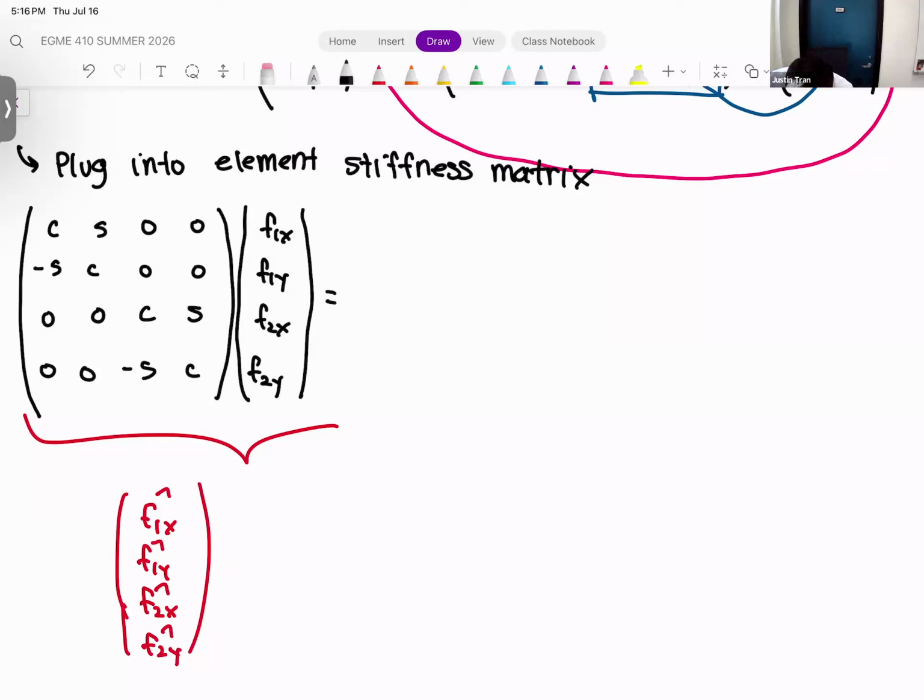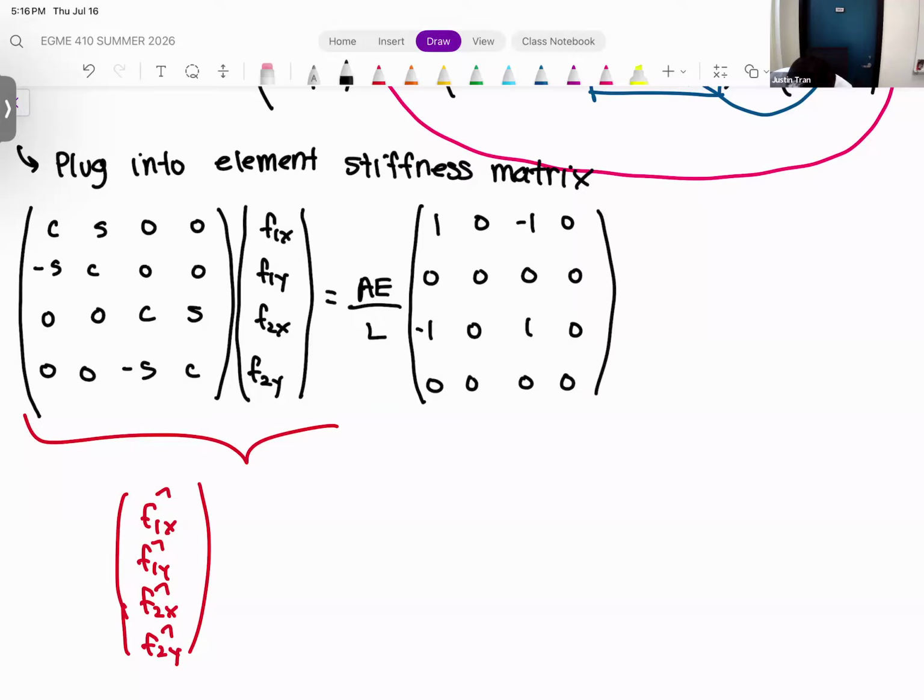Next to that, we have our element stiffness matrix, and so we have A times E divided by L, which is then multiplied by 1, 0, minus 1, 0, 0, 0, 0, 0, minus 1, 0, 1, 0, 0, 0, 0, 0. Okay, so that part did not change, right? That's just a matrix of our geometric and material properties, so it's going to be the same no matter what coordinate system we're in. Just because you look at a thing from a different perspective, it doesn't change from aluminum to bronze, right? It still has the same Young's modulus.